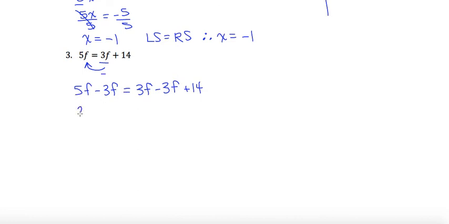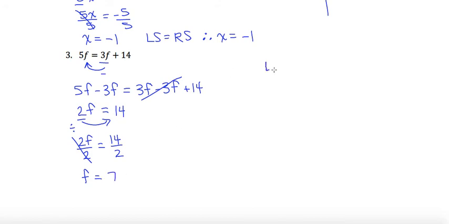5f take away 3f is 2f. And 3f take away 3f is 0. So I'm just left with 14 on the right-hand side. The 2 times the f. So when I bring my 2 over to the other side, I'm doing the opposite of multiplication, which is division. So I have 2f divided by 2, and I have to divide by 2 on the right-hand side as well. So 14 divided by 2. 2 divided by 2 is 1, so I'm left with f on the left-hand side. And 14 divided by 2 is 7.